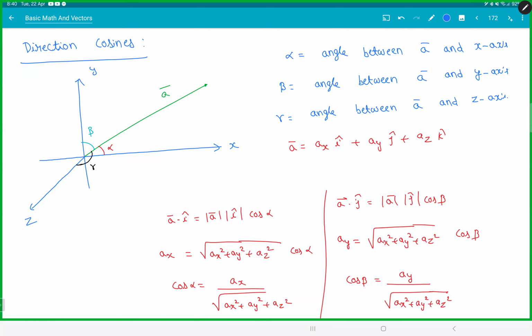So clear with this? No need to write down the notes. We'll get the PDF. So focus on listening and understanding. But any doubts on this thing? How did you get the angles between them?